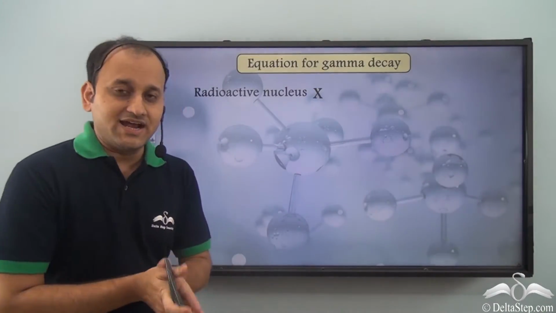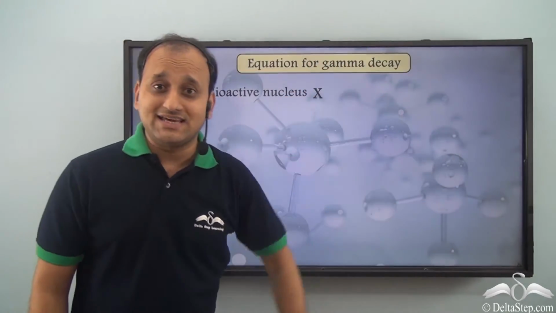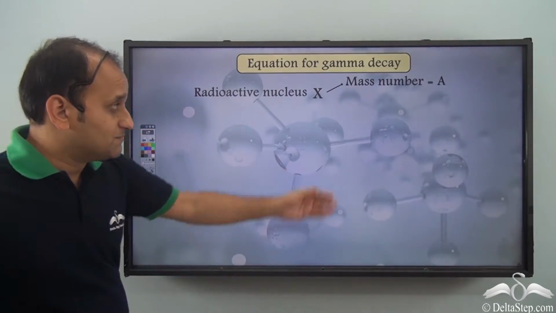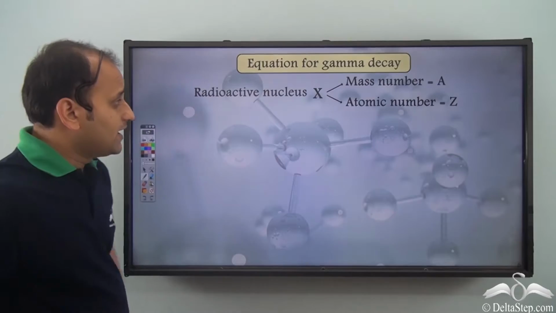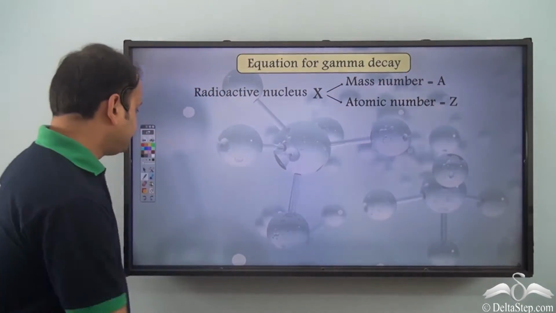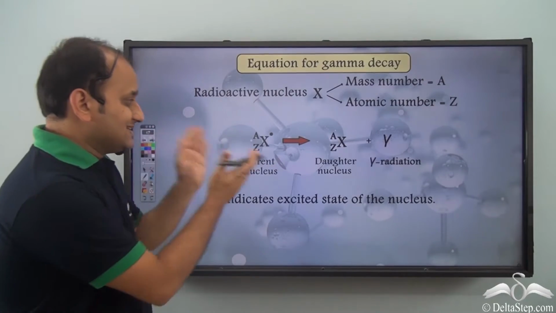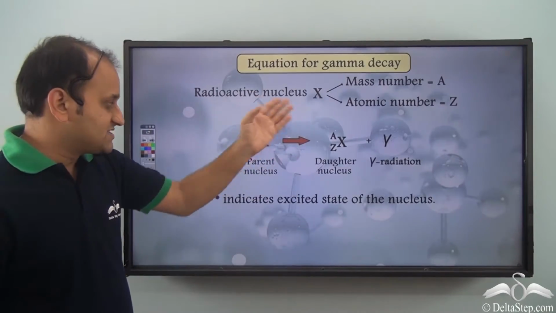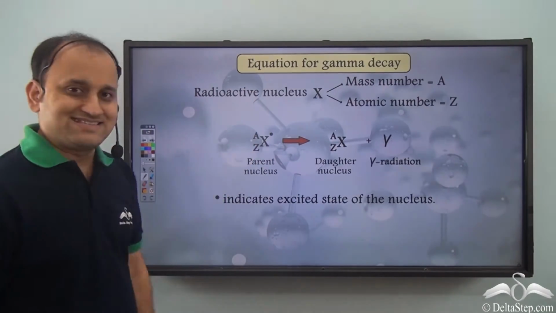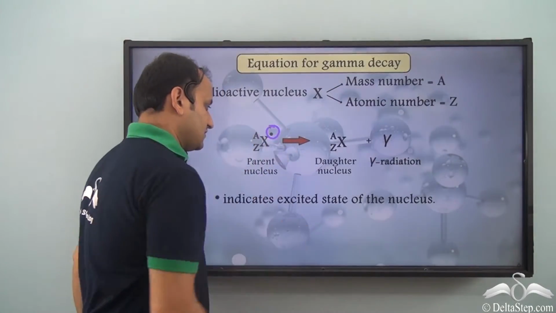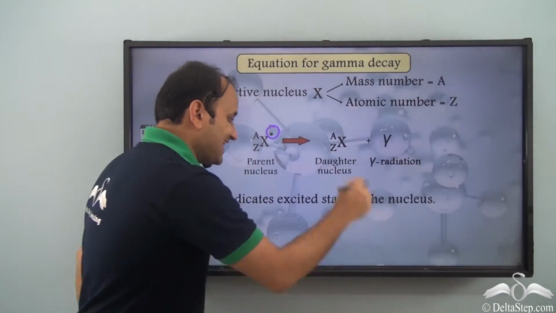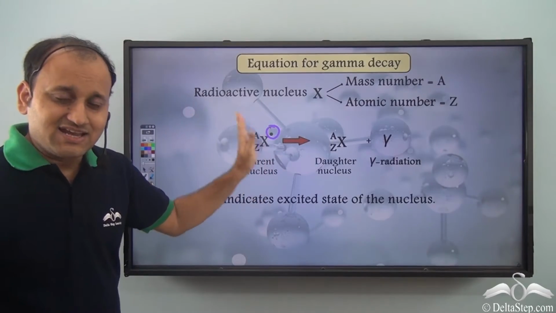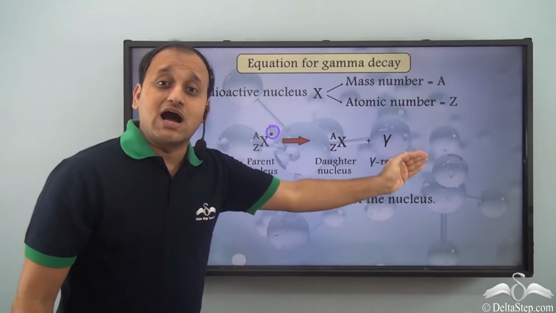Now let's understand how we write the equation for gamma decay. So we have a radioactive nucleus X whose mass number is A and atomic number is Z. So this is how we write the equation. We have parent nucleus X whose mass number is A and atomic number is Z. Now we have an asterisk here. What does it mean? Well, it indicates the excited state of the nucleus. So this nucleus is in an excited state, and that's why it releases gamma radiation.